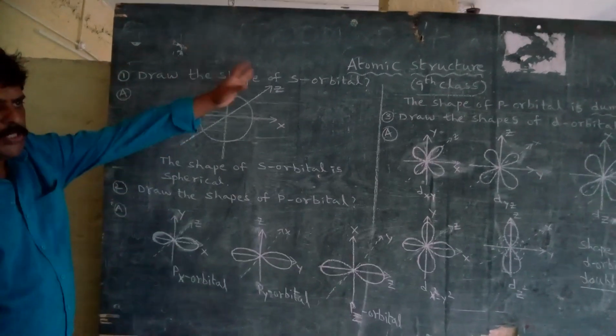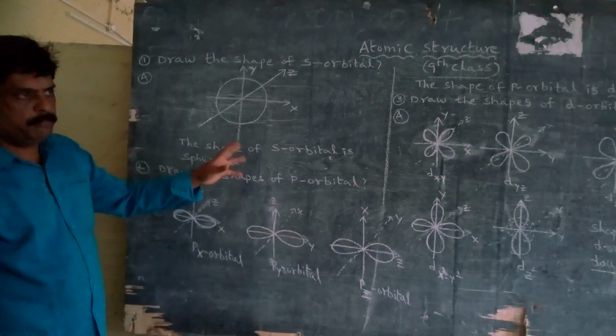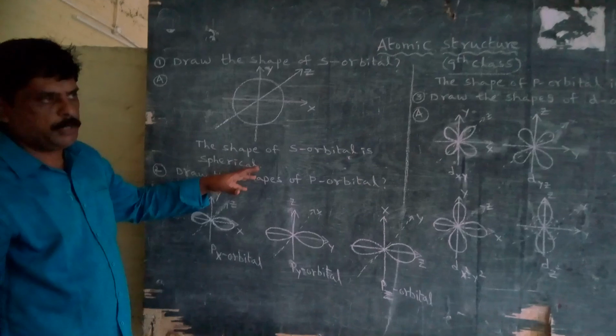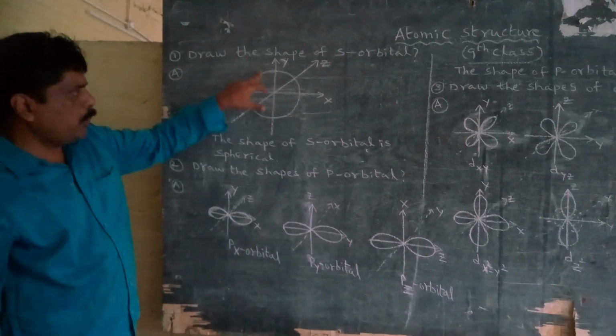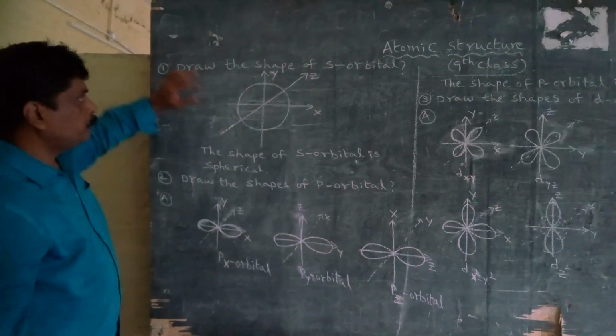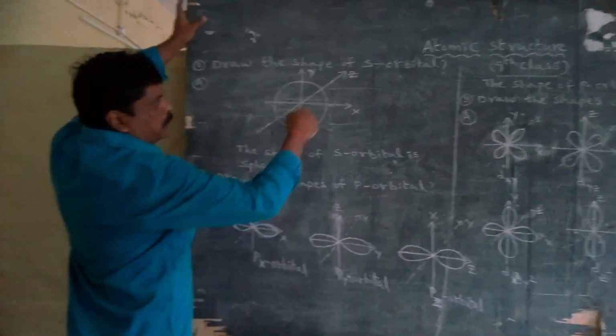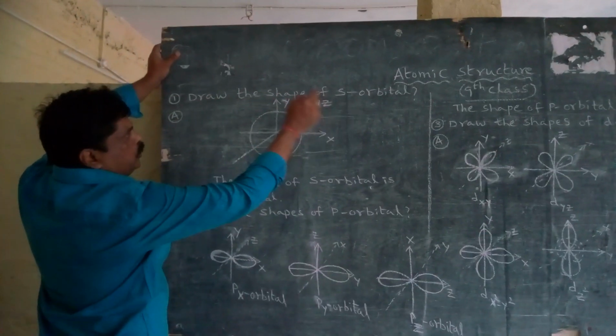What is the shape of an s orbital? The shape of the s orbital is spherical. So I have drawn a diagram here and will explain how I draw it. How do we draw the shape of the s orbital?